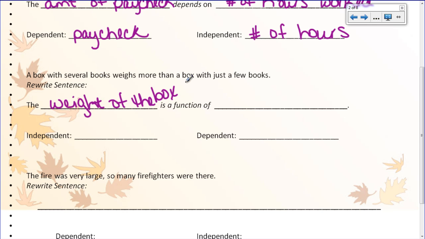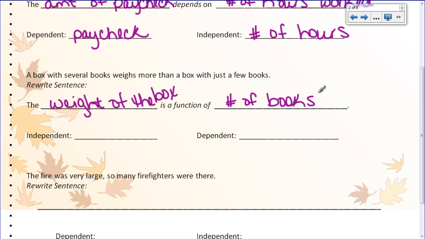is a function of the number of books. The words "is a function of" are the same thing as "depends on." It means the same thing. So the weight of the box is a function of, or it depends on, the number of books in that box. The more books, the heavier the box. Hopefully that makes perfect sense to you.